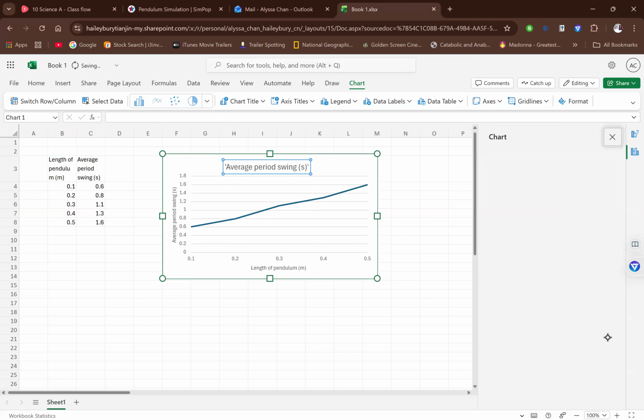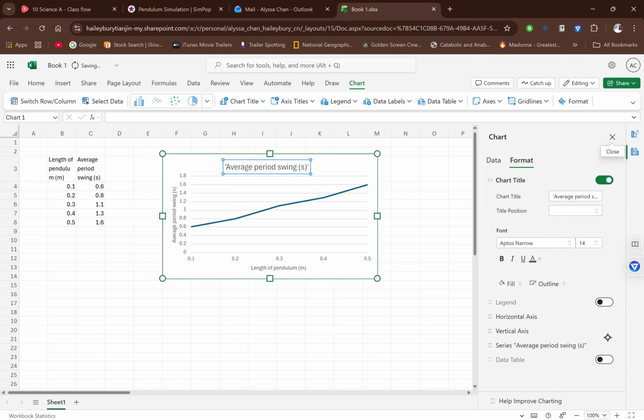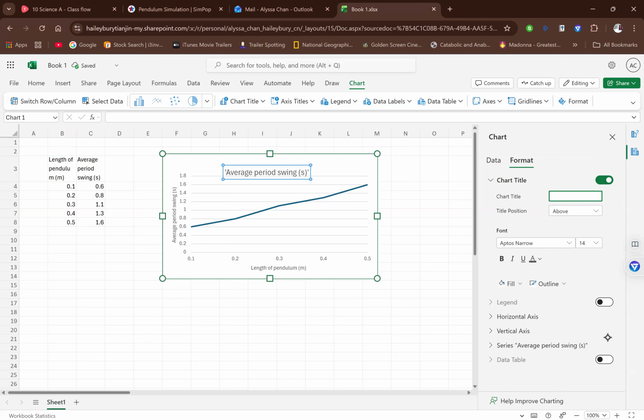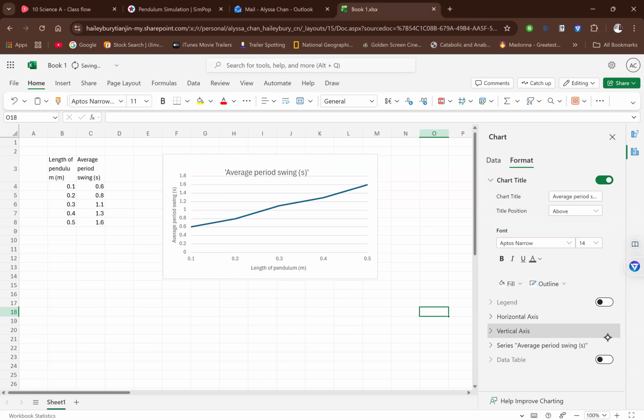So how do we change this? You have to do a right click. It will pop out title for the chart. So what you need to do is you can change the title. So the title has to be dependent against independent. So this is the one. So you can change it here. So it's period swing against length of pendulum. So there we go. So you need to put this in chart title.